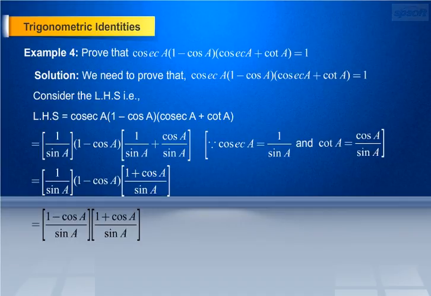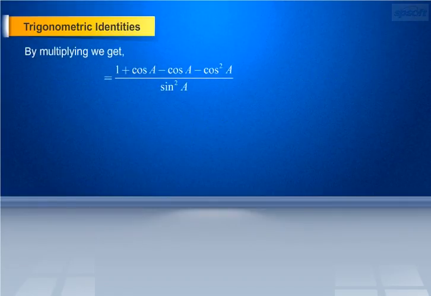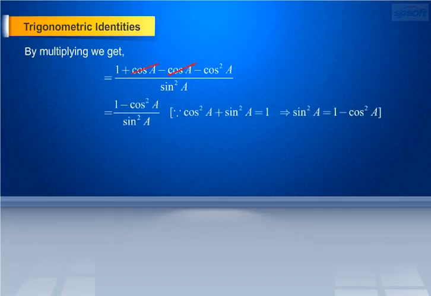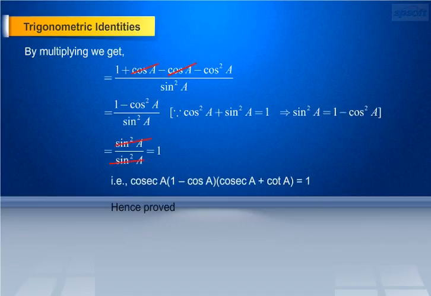Taking sin A as LCM, we get 1 by sin A into 1 minus cos A into 1 plus cos A by sin A. This implies that 1 minus cos A by sin A into 1 plus cos A by sin A. By multiplying, we get 1 plus cos A minus cos A minus cos square A by sin square A. Cancelling cos A terms, we get 1 minus cos square A by sin square A. This implies sin square A by sin square A, since 1 minus cos square A equals sin square A. This is equal to 1, which equals RHS.